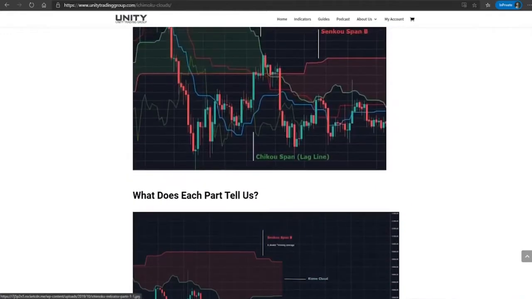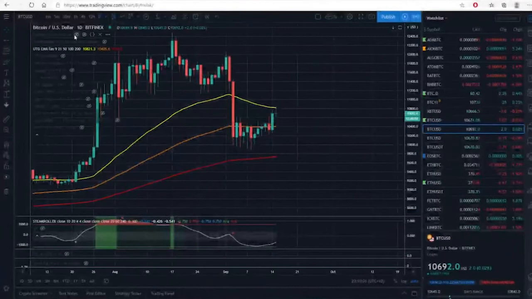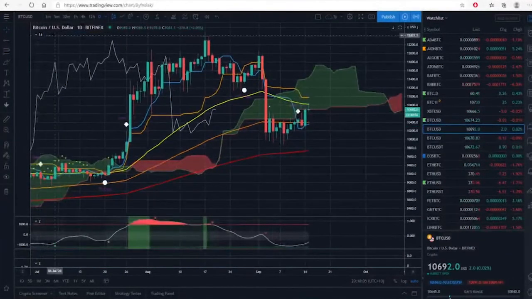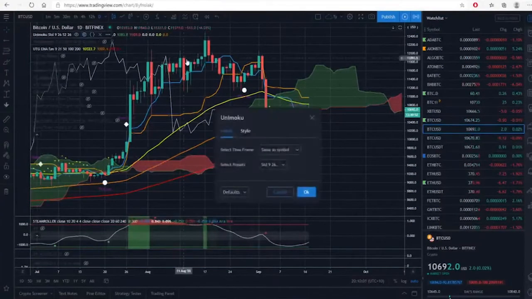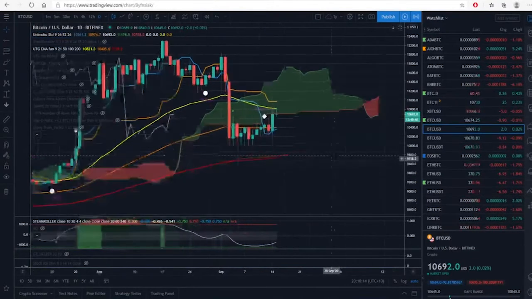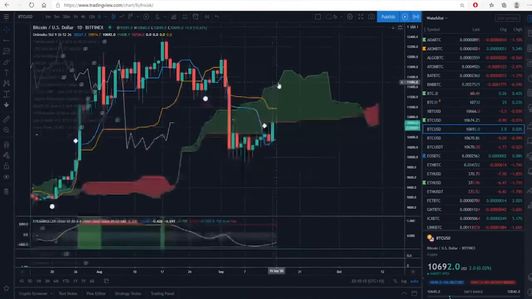So let's have a look at our chart here, using Unimoku. Now, you'll notice there's a few different settings on Unimoku, and I'll run through these a little bit at the end of this, but let's just talk about the parts of our indicator right now. So let's go and turn a few things off here.